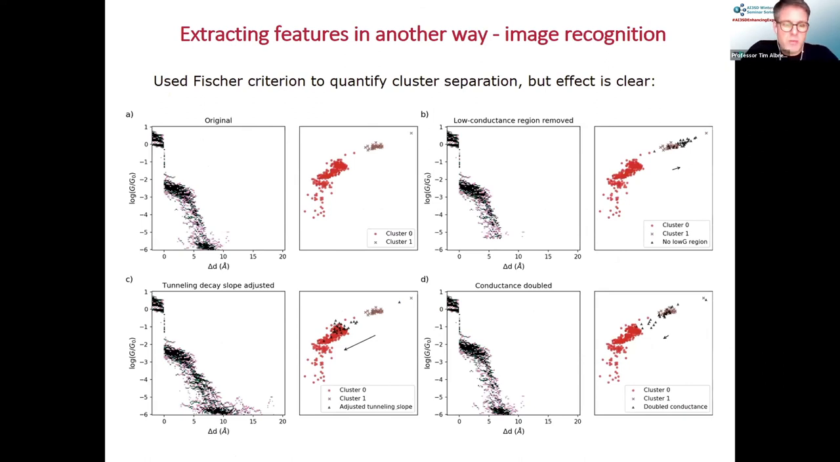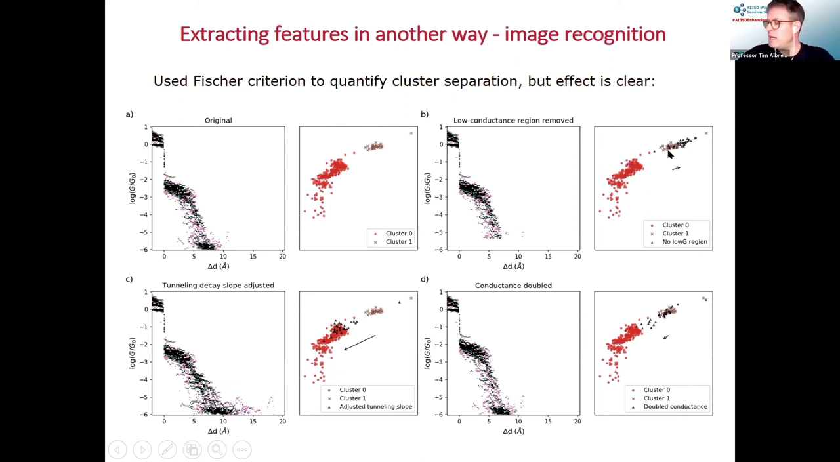In the original paper, we used the Fisher criterion to quantify cluster separation, but the effect is also visually clear, I think. So this is the original data that we had seen. These are the two clusters, cluster zero and cluster one. I actually mislabeled here. So this is case A now, where we changed the low conductance region. And what you see now is that the traces that were originally in cluster one are now plotted in black, and they actually move away from cluster zero.